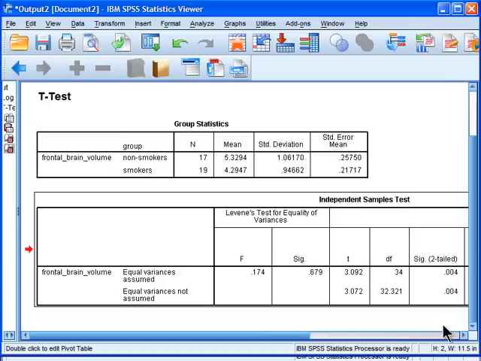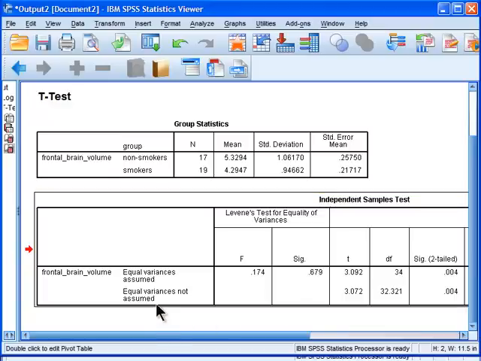So only in about 4 out of 1,000 samples would we expect to get a result as big as this by chance. So in all probability, this result is not a chance finding.